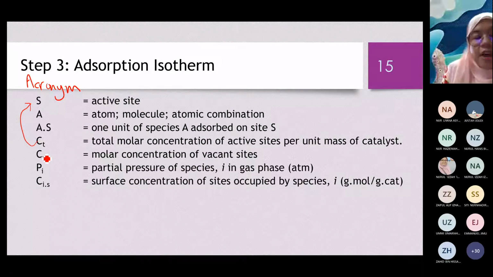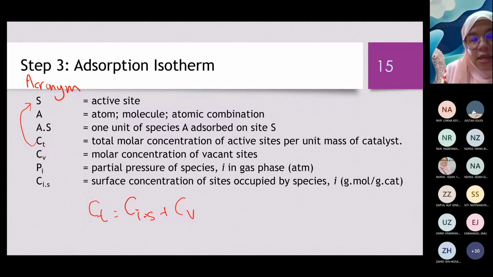CV, V is vacant site. Molar concentration of vacant site. Vacant site means vacant active site. So CT includes the concentration of species that adsorb on active site and also the concentration of vacant site. So CT equals the concentration of the species, CIS, any species, either it is A or B, plus CV.